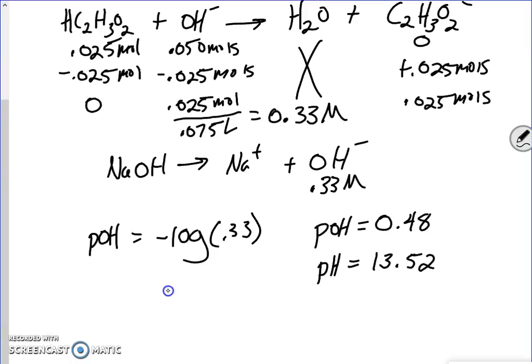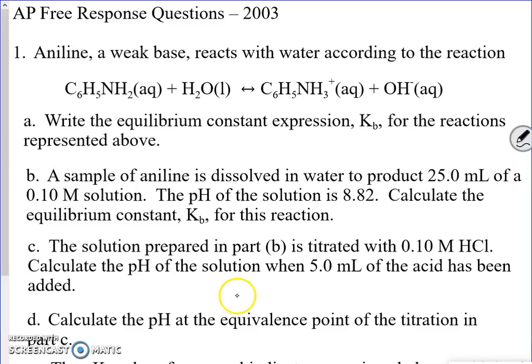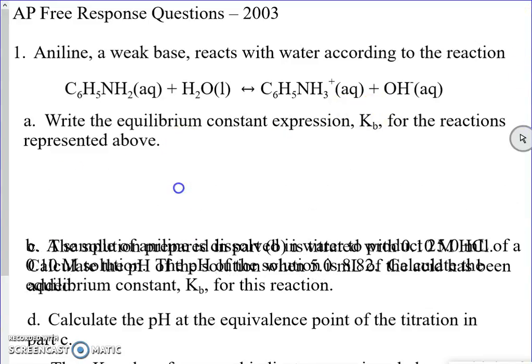So let's look at the homework problem you had for last night. The homework problem was a 2003 AP question that came from the AP exam, and it's dealing with this weird substance called aniline. They were nice enough to tell us it was a weak base, and they were nice enough to give us the reaction. So the first thing we're asked to do is simply write the Kb expression. Hopefully we can do that at this point in time.